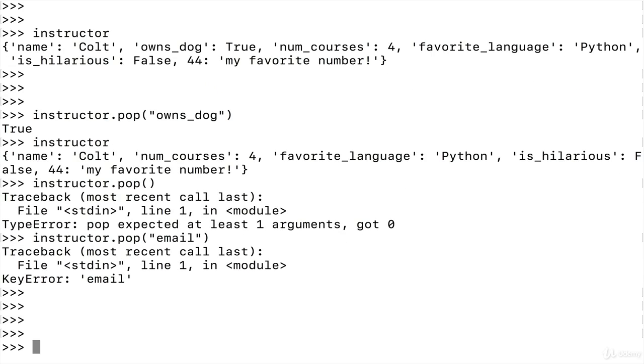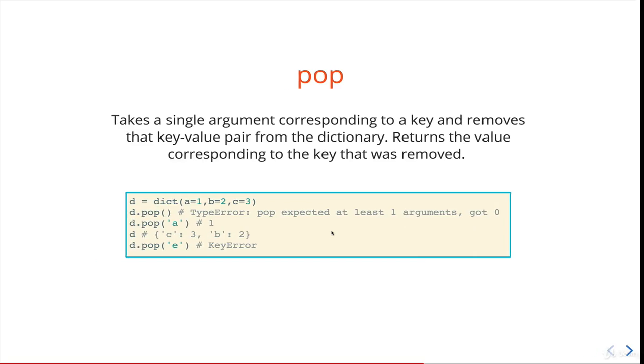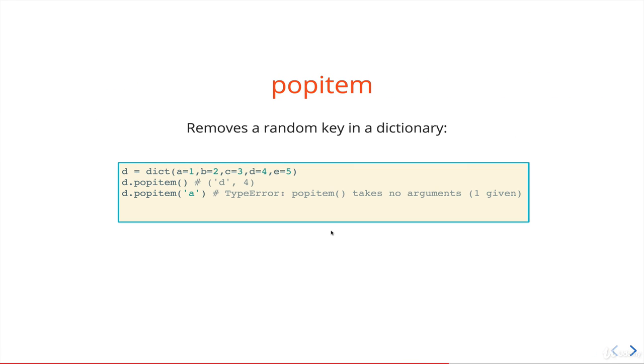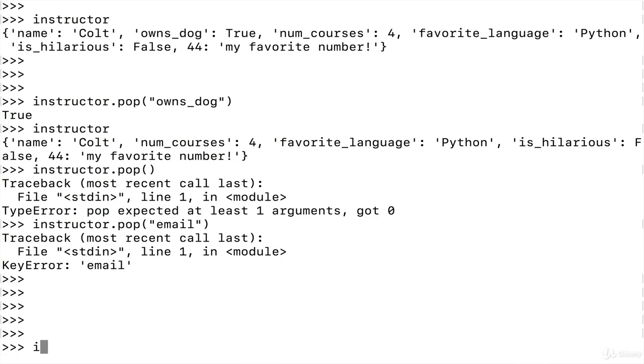So if we did want to just randomly delete something, even though there is no order, unlike a list, if we just wanted to remove anything from a dictionary, enter pop item. So pop item does just that. We don't provide any data to it. We don't pass a key. It will just pick something at random to remove from a dictionary. So here we go, instructor.popitem.